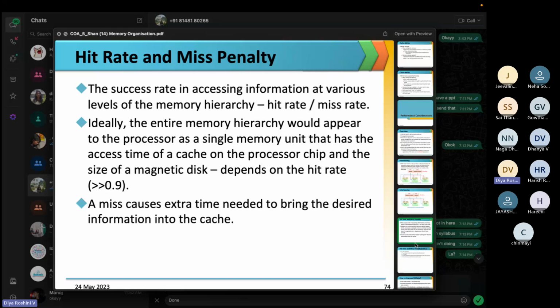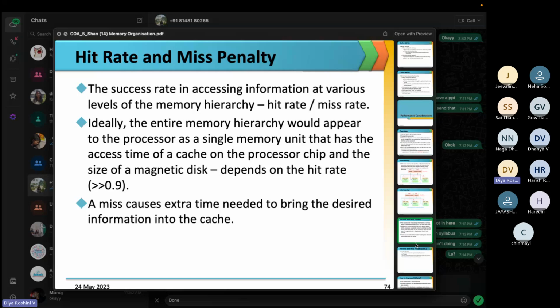As I told, to the processor, there is only a single memory, and it thinks that the memory is very huge, and its access time is that of the cache. That's what the processor thinks. So how close are we to this ideal thinking? That is decided based on the hit rate. And for a highly powerful performance, we need at least 0.9 as a hit rate.